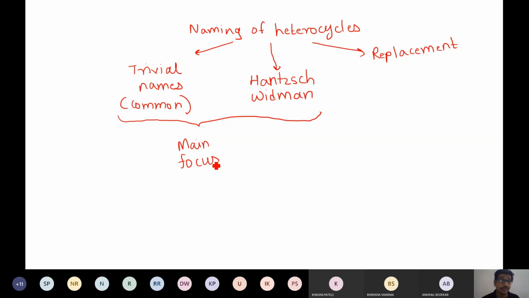And as I told you on the group, it may take more than 1 hour. You might feel kind of saturated and confused with a lot of different sounding names. So I will try my best to make it simple. Okay, so let's start with the trivial names. The first system that we are going to look at is trivial names.